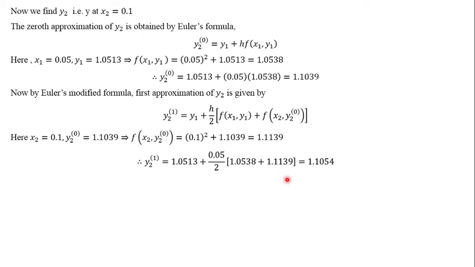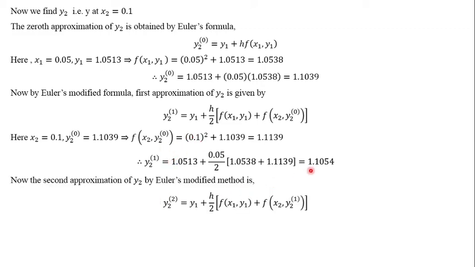So simplify this, you will get the first approximation of y2 is 1.1054. So see, this is the first approximation. Now these two approximations have a major difference. So we have to find another approximation of y2.